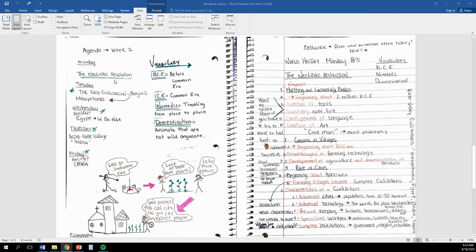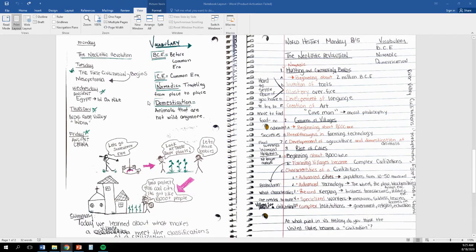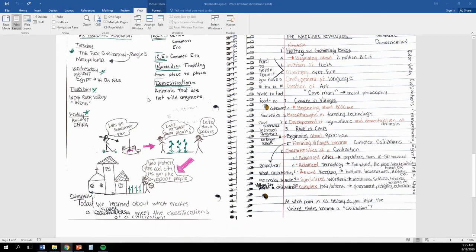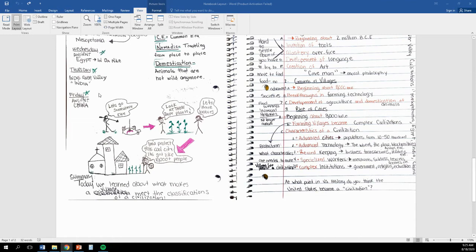So you guys will not need an agenda. I know that there's an agenda on here. Normally my notebooks will have an agenda, but not for this online portion. So our vocabulary from last week is going to be right here. So we had before common era, nomadic, and domestication. I know I did put the definitions here, but you guys do not need to do that if you don't want to. I just did it because I actually enjoy just having the definitions for the vocabulary right there for me. Again, we have a depiction here.